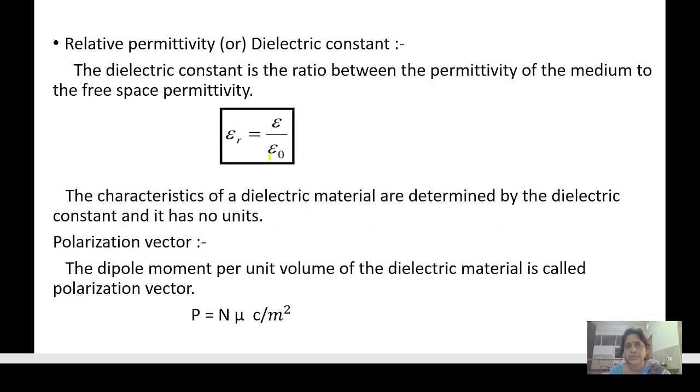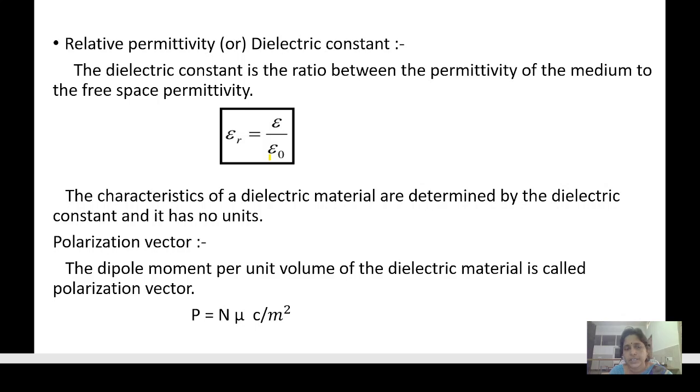Another definition, relative permittivity or dielectric constant. The dielectric constant epsilon r is the ratio between the permittivity of the medium and the free space permittivity. So, dielectric constant epsilon r is equal to epsilon by epsilon naught. The characteristics of dielectric material are determined by the dielectric constant, and it has no units.